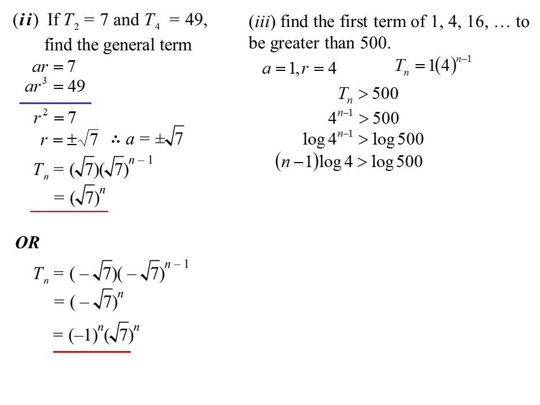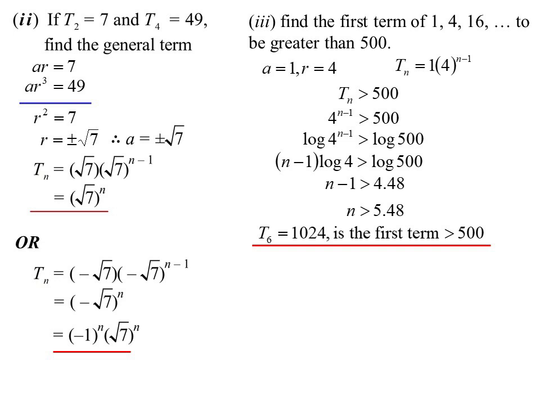If it was a log of a number smaller than 1, that's actually a negative number, so be careful with inequalities. So n minus 1 is greater than, and that works out to be about 4.48. Add 1. We want the first integer bigger than that, so 6. So term 6, which would be 1024, would be the first one bigger than 500.